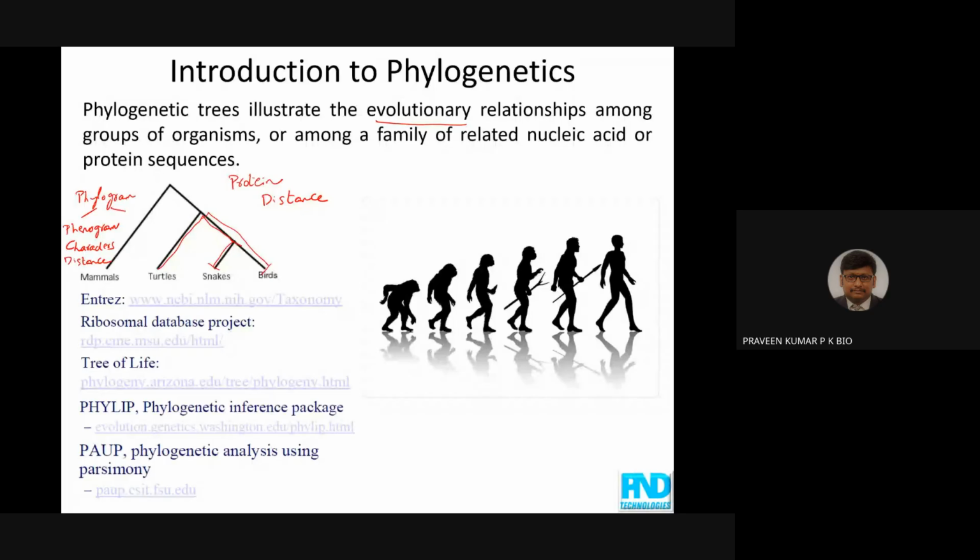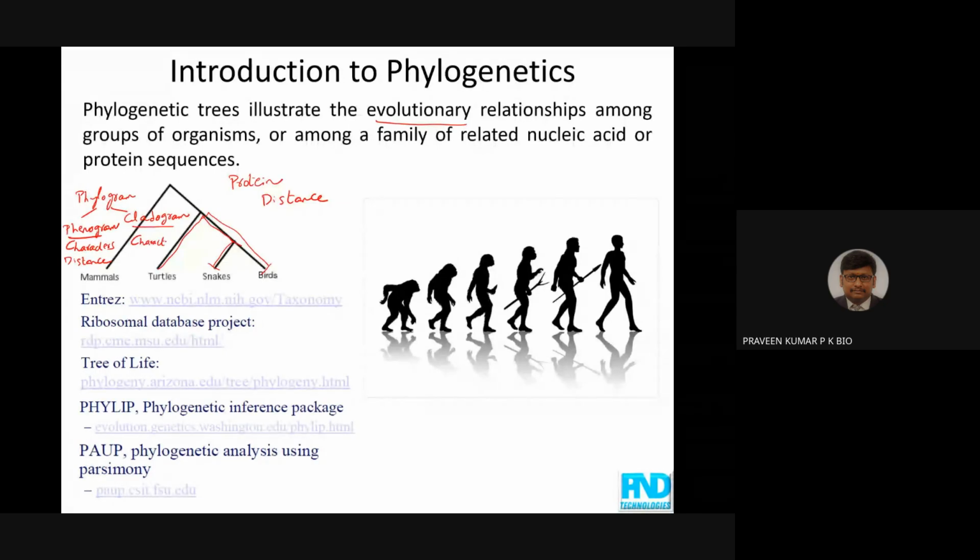The phylogram can also be classified as a cladogram. This is the second type. Either it can be classified as a phenogram or as a cladogram. According to a cladogram, we can construct the trees only based on characters.